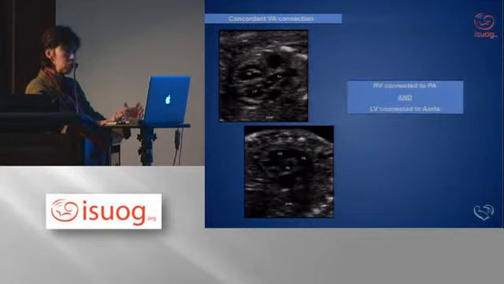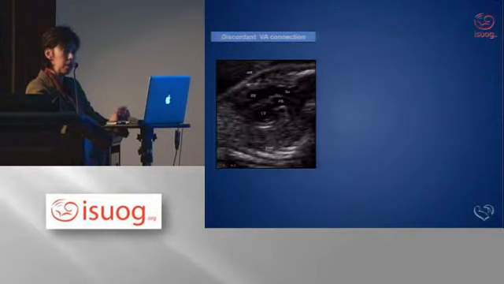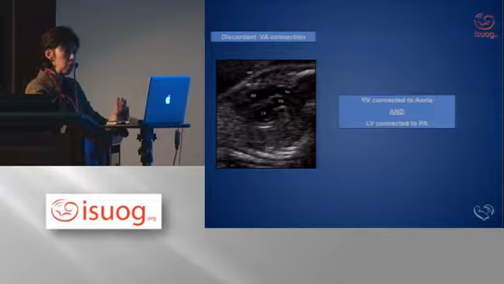So concordant connection is the normal. Your right ventricle is connected to the pulmonary artery, and the left ventricle is connected to the aorta. That's normal. It's what we see in most cases that we scan. Then we have the discordant ventricular arterial connection, when the right ventricle connects to the aorta and the left ventricle connects to the pulmonary artery.